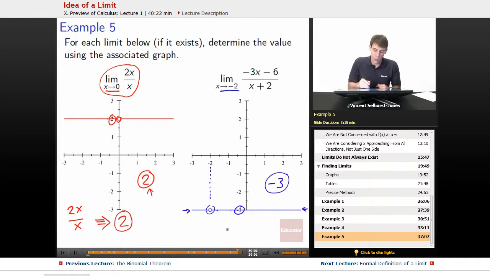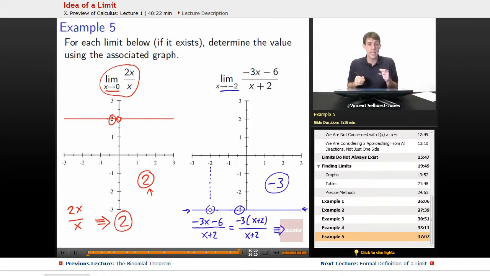Same thing going on over here with negative 3x minus 6 over x plus 2. Well, we can rewrite that top as negative 3 times x plus 2 over x plus 2, which means we can then write an equivalent thing with the exception of x equals negative 2. Everywhere else, we won't have that issue. It'd just be the same as negative 3 forever and always. So with the exception of x equals negative 2, it works just fine, but we don't actually care about negative 2. Remember, there's that idea of blacking out, right?